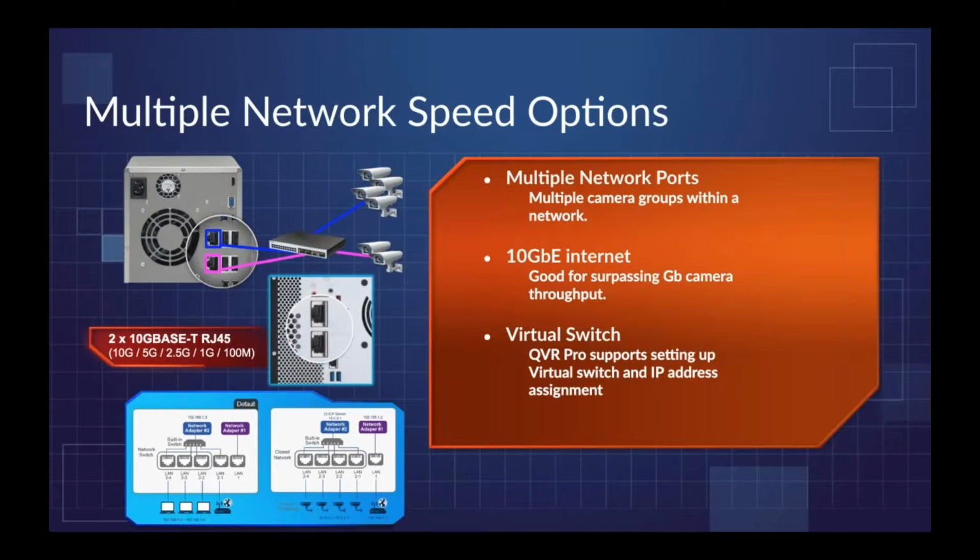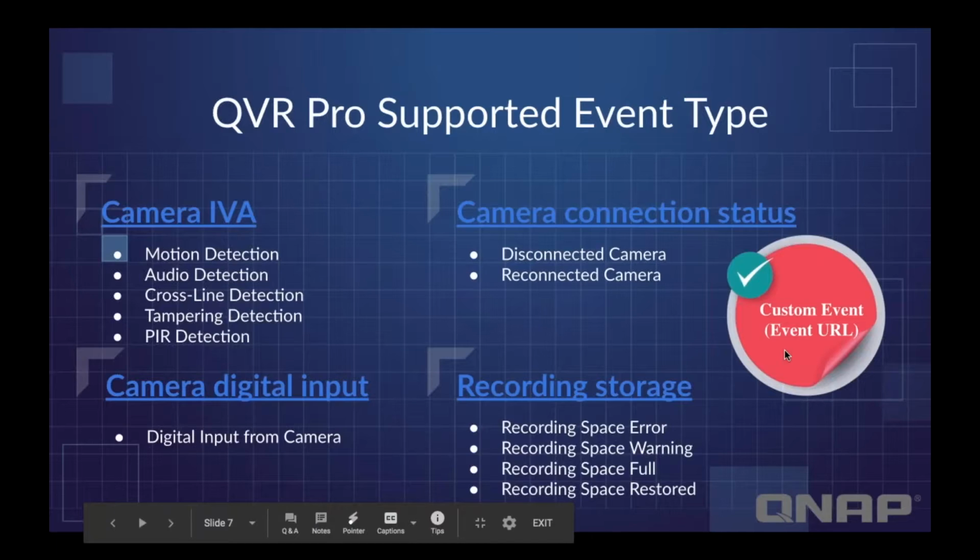QNAP's QVR Pro can support multiple camera groups within a network, you can see here. And so you don't need to set up separate networks to have separate camera groups. QNAP NAS also supports 10 gigabit Ethernet models to help support greater throughput for multiple cameras. This can help to maintain smooth video streams for large groups of higher resolution cameras. Additionally, QNAP's virtual switch supports IP assignment. So basically, you can use the virtual switch to set up a DHCP server and create a network for the various cameras.